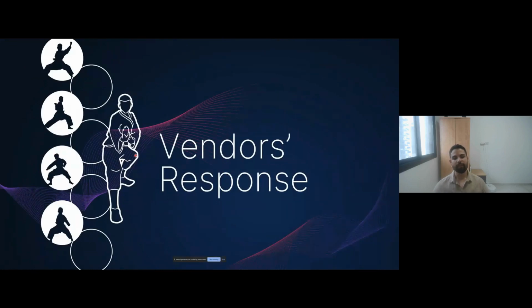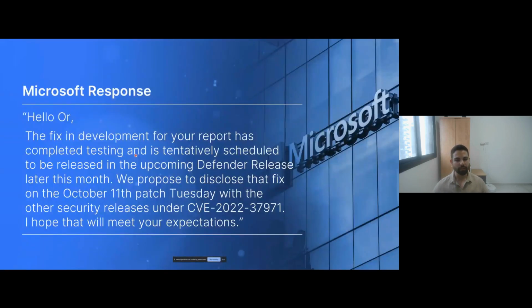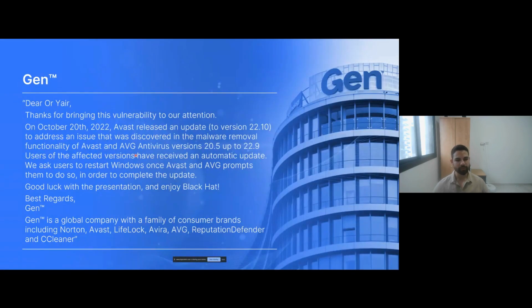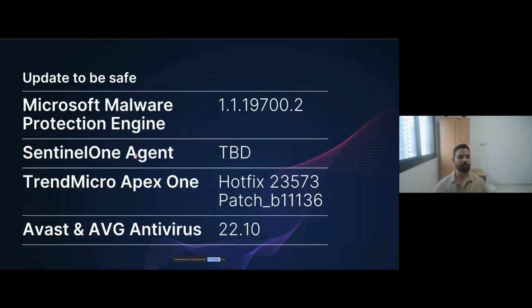Now, I do have some vendor responses, but they are quite long, so I won't read them to you. But overall, I can say that they were pretty cooperative and I had no issues. They all fixed the vulnerabilities. These are the versions that you need to update to. I did not receive the number of the fixed version from Sentinel-1, but I do understand that they fixed it. I reported back in July or August. These are the versions. In Trend Micro, it's a patch and not a version.